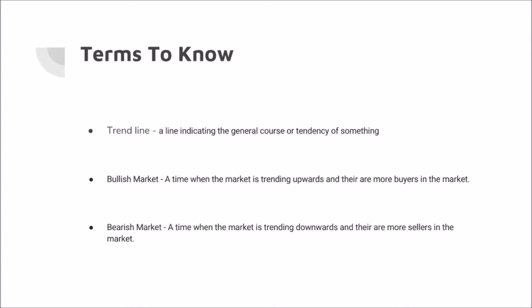We're going to start off with some terms that you guys need to know when you're doing technical analysis. So the first thing we're going to be looking at is trend lines. A trend line is a line indicating the general course or tendency of something. And a bullish market is a time when the market is trending upwards and there are more buyers in the market. While a bearish market is a time when the market is trending downwards and there are more sellers in the market.